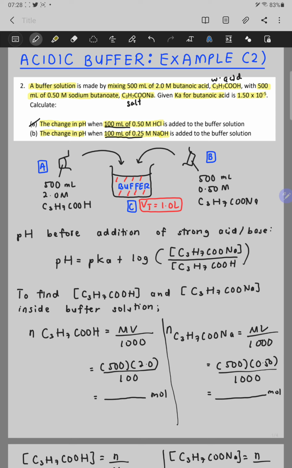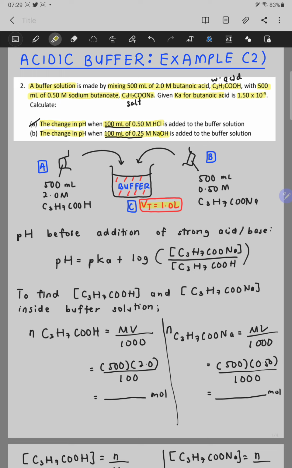Okay, kalau korang perasan, teacher akan buat analogi dulu. So, let's say untuk produce a buffer, awak ambil 2 small beaker. Beaker A kita ada 500 ml 2 molar butanoic acid C3H7COOH. Beaker B kita ada 500 ml 0.50 molar salt dia C3H7COONa. So bila kita mixkan dua beaker A and B ni into a new beaker, kita akan produce buffer solution di mana volume total adalah 1 liter, right?